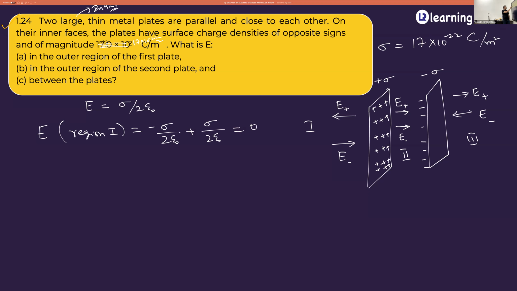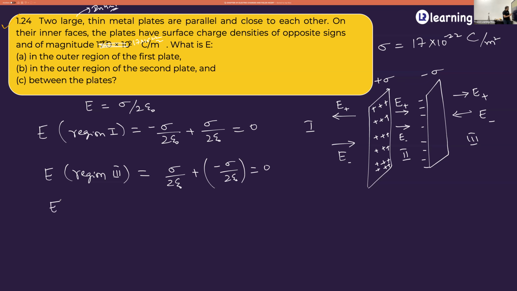Similarly, what is the electric field in the outer region of the second plate? Meaning in region 3 is what they are asking. Electric field in region 3 is how much? Due to the positive charge, it is sigma by 2 epsilon naught plus, due to the negative charge, it is minus sigma by 2 epsilon naught. Why? Directions. Rightward is positive, leftward is negative. So what will happen? Here also it is 0.